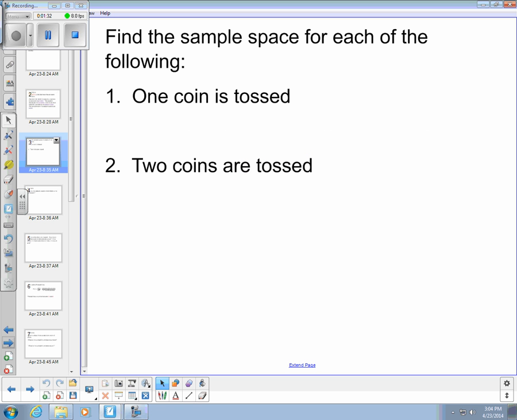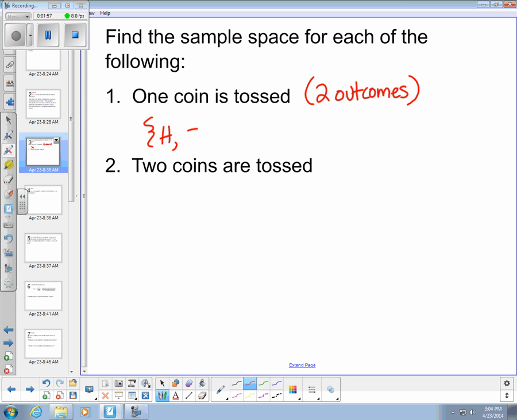Okay, so the first thing we're going to do is just write out what the sample spaces are for some different things. So if I'm going to toss a coin, what are the possible outcomes? How many possible outcomes are there if I only toss one coin? Well, there's only two outcomes. So in the sample space, we need to list what those two outcomes are. And we're going to write it as a set. So the first way that it can land is on heads. The second way is on tails. So there are two outcomes, heads or tails.